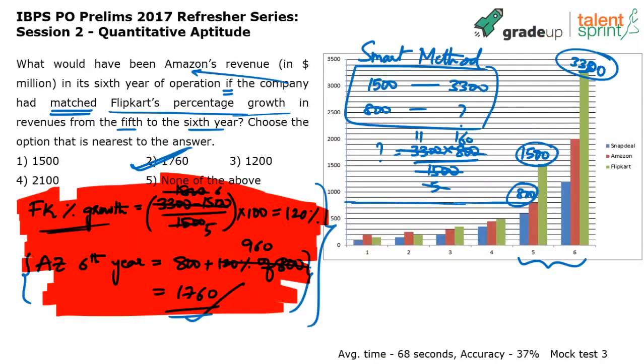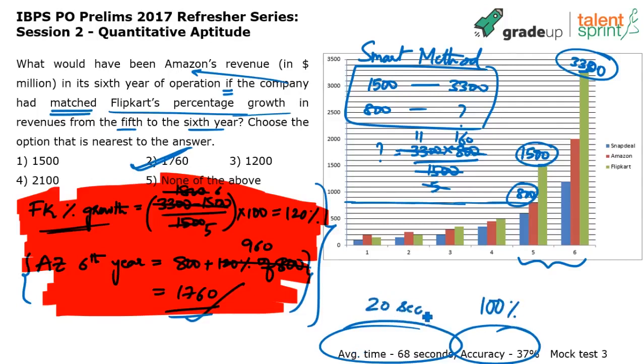By the way, if I go back to the previous question and just tell you, see, average time taken is 68 seconds. Accuracy is only 37%. In my view, accuracy for this one should be 100%. You cannot go wrong in doing this calculation. Average time should be 20 seconds, not more than that. Yes or no? If you use the smart method here, you won't take more than 20 seconds. So see, 48 seconds can be saved. Yeah, and you'll get 1 mark there.